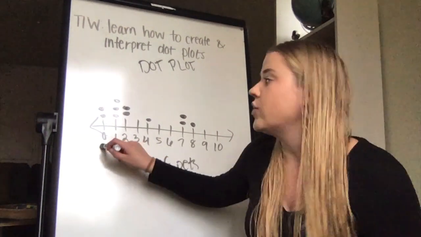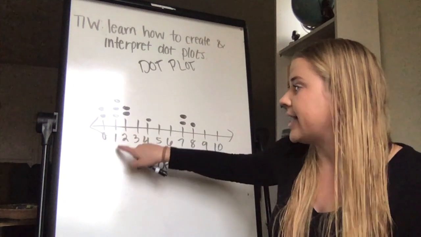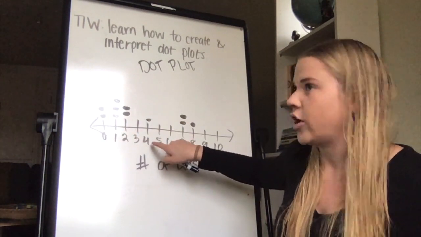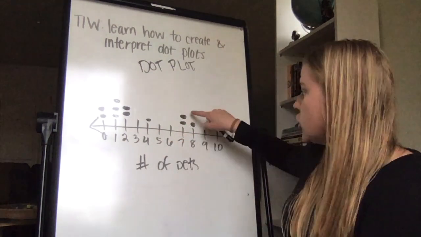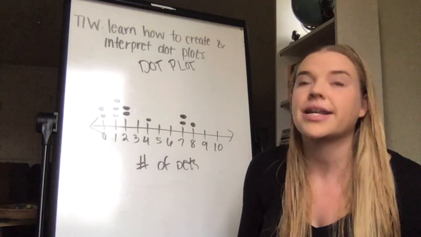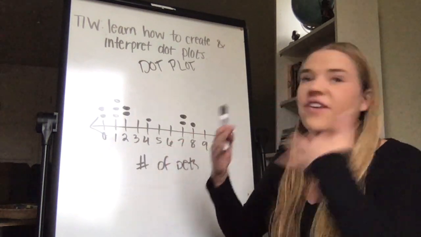So what this essentially means is if I'm looking at this, I can know that 2 kids in the class, because there's 2 dots, have 0 pets. 3 kids have 1 pet. 2 kids have 2 pets. 1 kid has 4 pets. 2 kids have 7 pets, and 1 kid has 8 pets. If there are no dots, then I know that nobody has that amount of pets. So nobody has 3 pets, nobody has 5, nobody has 6.